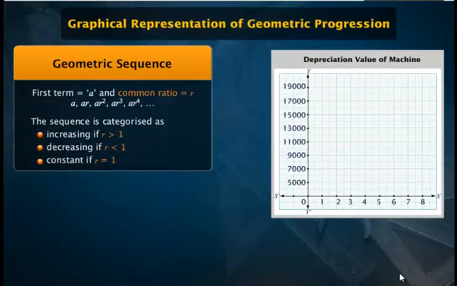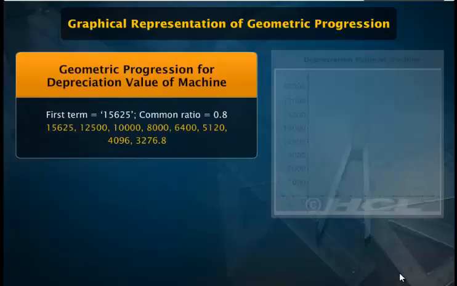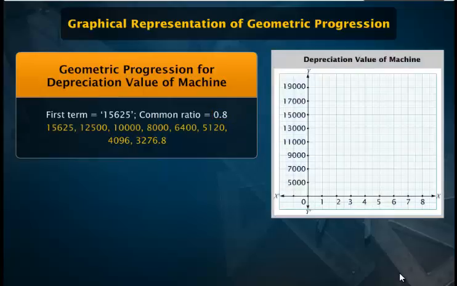Let's explore how geometric progression looks when plotted graphically. Consider a geometric progression representing the depreciation value of a machine as shown. It has a common ratio equal to 0.8 and the number of terms n equals 8 as shown. Label the number of terms on the x-axis and the corresponding terms on the y-axis. Now, plot a term against its corresponding term number as shown. Observe that we get an exponential curve for geometric progression.